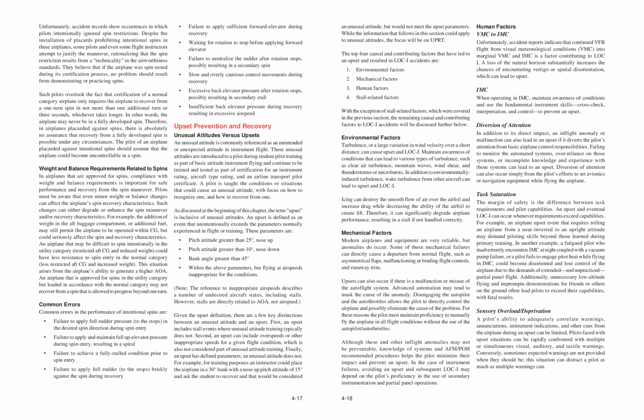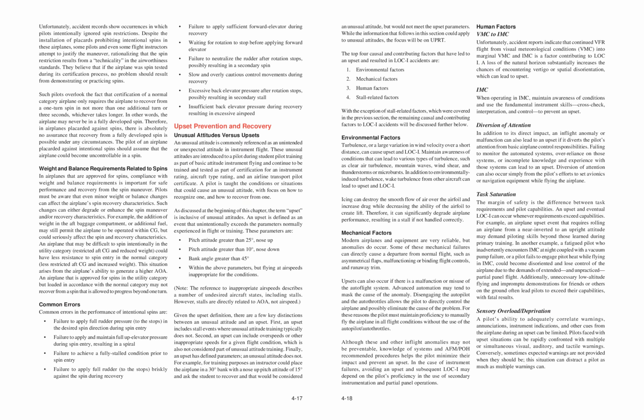Upset prevention and recovery. Unusual attitudes versus upsets. An unusual attitude is commonly referenced as an unintended or unexpected attitude in instrument flight. These unusual attitudes are introduced to a pilot during student pilot training as part of basic attitude instrument flying and continue to be trained and tested as part of certification for an instrument rating, aircraft type rating, and an airline transport pilot certificate. A pilot is taught the conditions or situations that could cause an unusual attitude, with focus on how to recognize one, and how to recover from one.